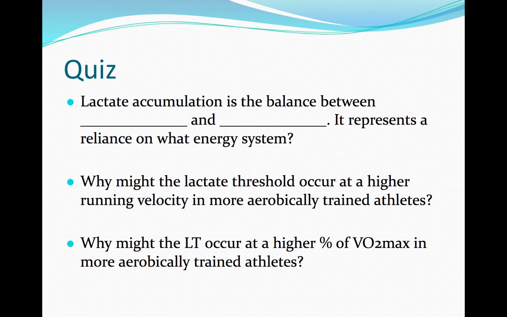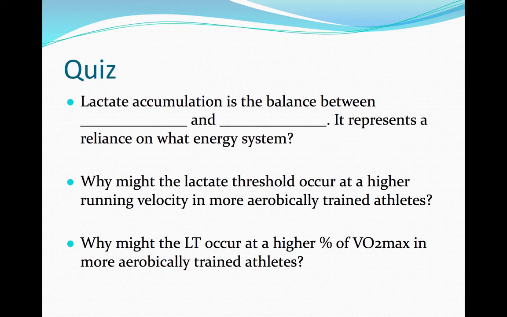Okay, so let's talk about these. Lactate accumulation is the balance between, and these are Dr. Beckham's slides, but I think I can figure these out, production and clearance. How much you accumulate is a balance between how much you're producing and how quickly you're clearing it. So it represents a reliance on what energy system? Lactate? Anaerobic glycolysis. Good job.